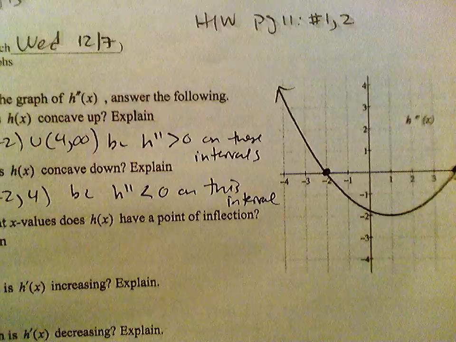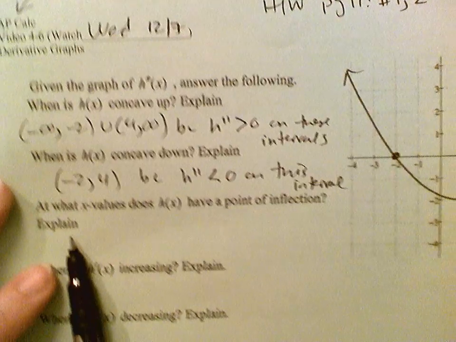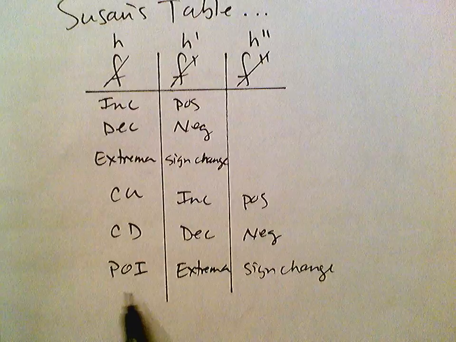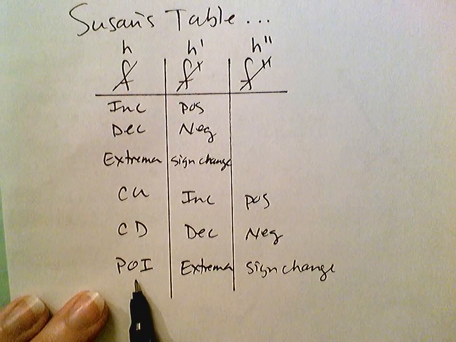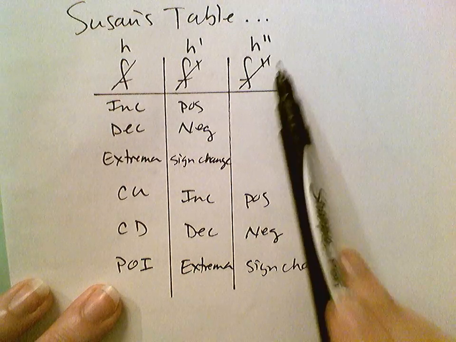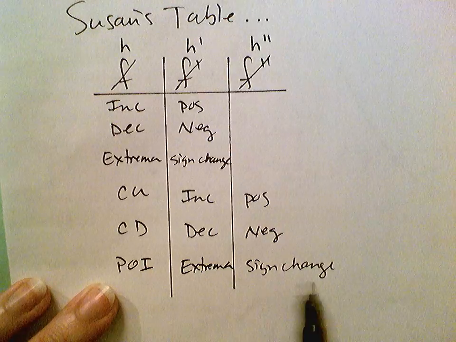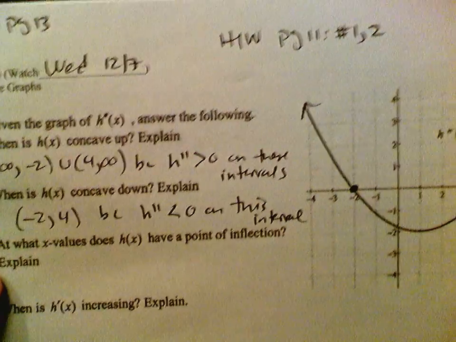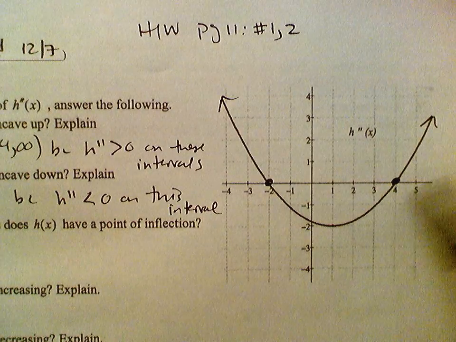Okay, so that's why I keep referring to that. At what x values does h of x have a point of inflection? Explain. Okay, so point of inflection, very last row of this table. A point of inflection is going to happen either where h prime has an extrema or where h double prime has a sign change. And since we're dealing with the graph of h double prime, we're going to look for a sign change. So points of inflection, here we change from positive to negative for h double prime and then negative to positive.